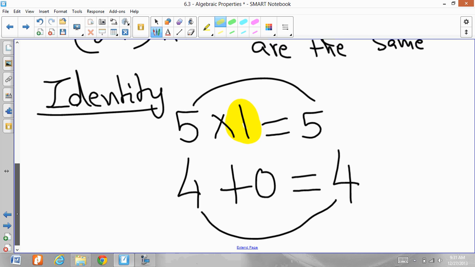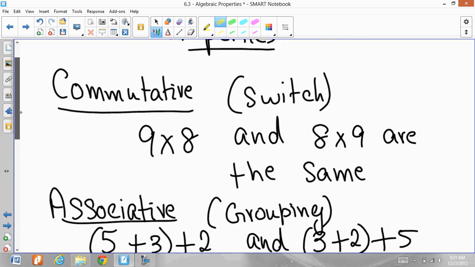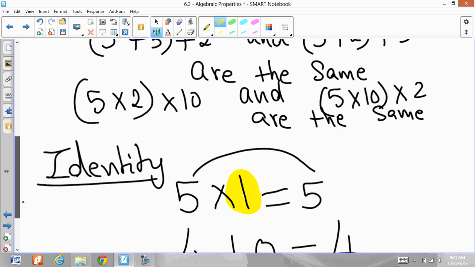So all these properties you must write in your notebook. So you want to rewind, pause the video and copy these down.